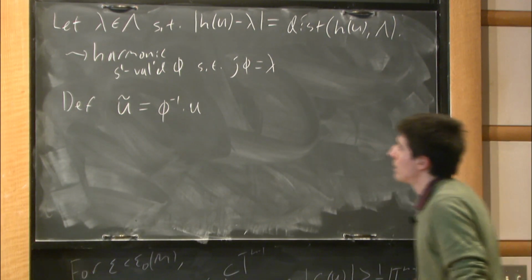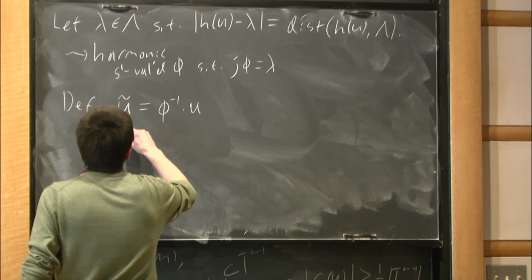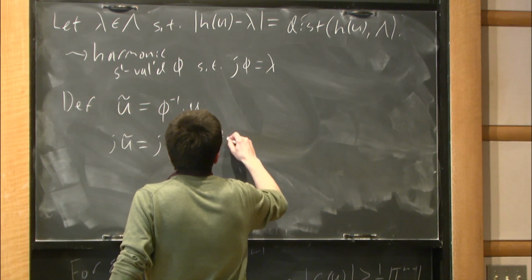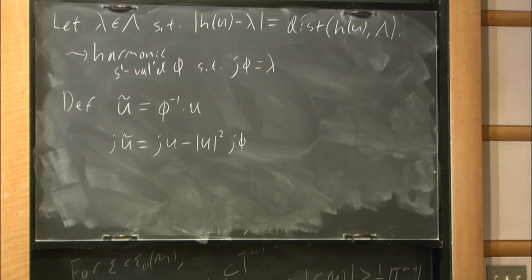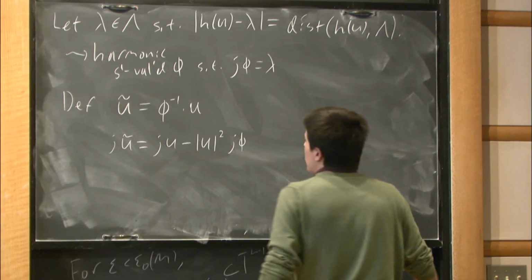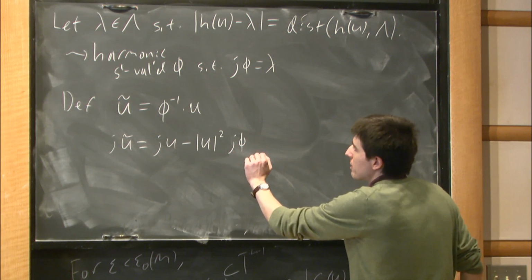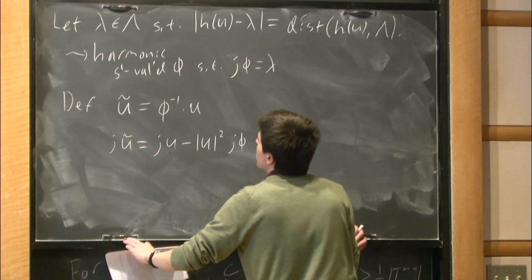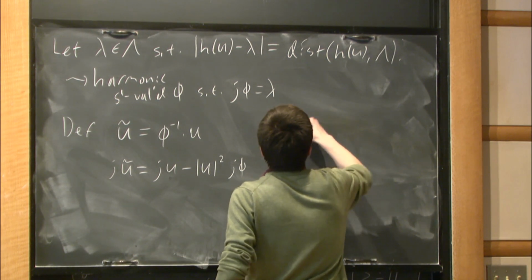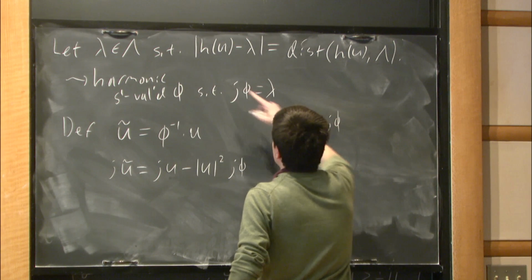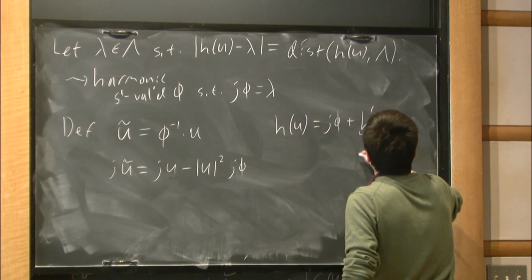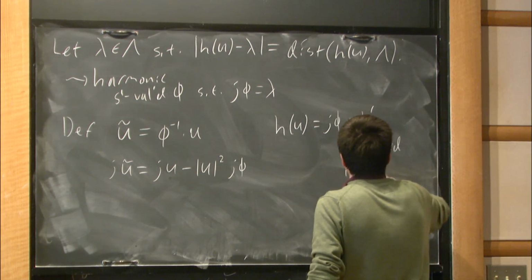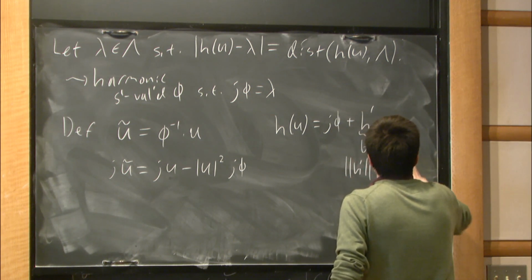And then what's the trick here? So if we compute J tilde u rather, we see that this is going to be just Ju minus u squared J phi. So in particular, since u is going to be close to 1 most places, we're for the most part just augmenting Ju by what looks like a harmonic 1-form. Okay? So in particular, since we know that h of u is going to be exactly J phi, just this lambda, plus some h prime, which is going to be bounded in L2 or any norm we like, right? Plus some bounded term such that its norm is exactly this distance, right?